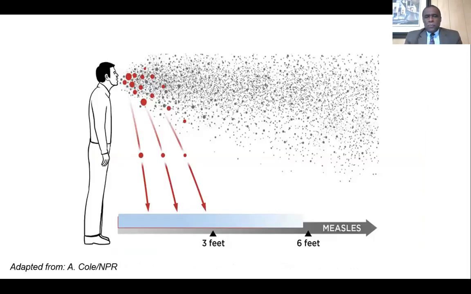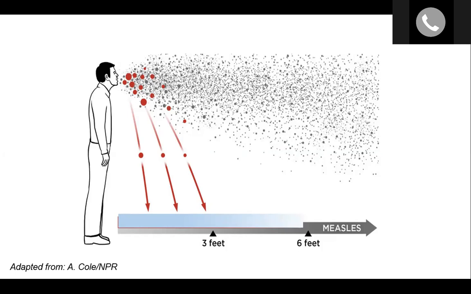I will share with you a few slides that relate to the virus that causes COVID, the SARS coronavirus 2, in the environment. And this slide shows what happens when someone coughs or sneezes. Particles get dispersed for several feet. Most of the particles that actually would infect individuals are within that 6 feet range as this relates to COVID.